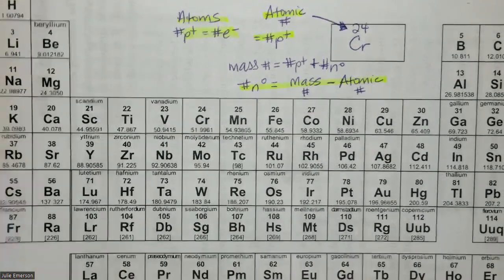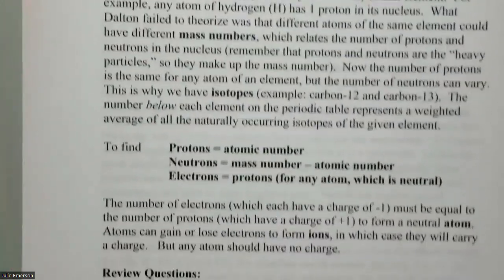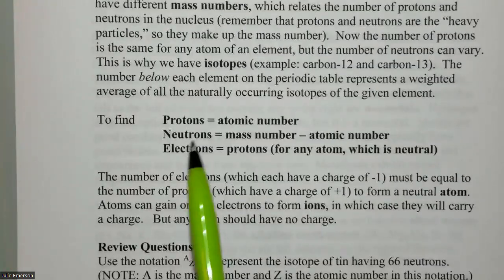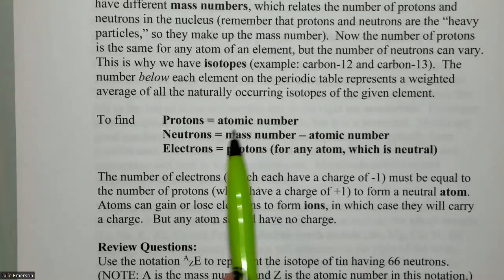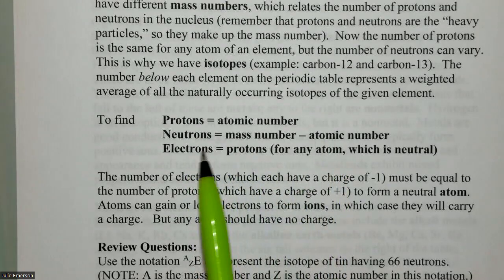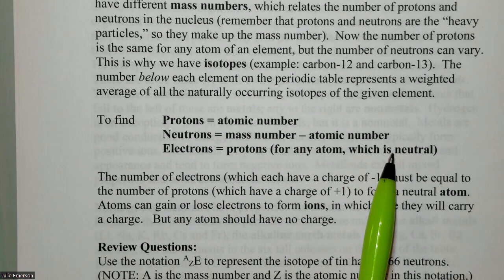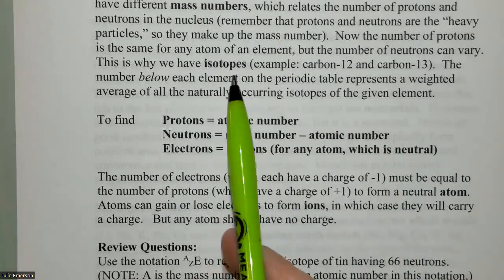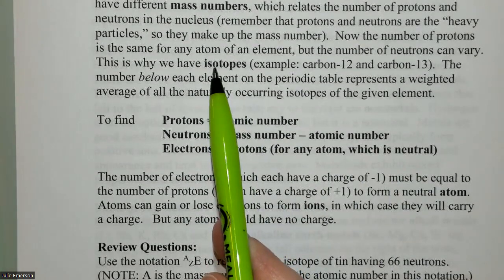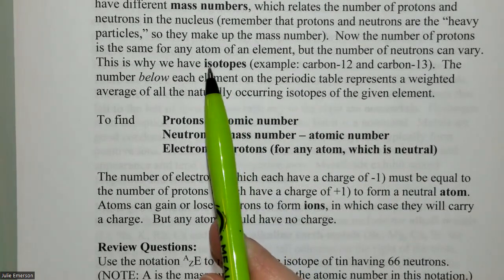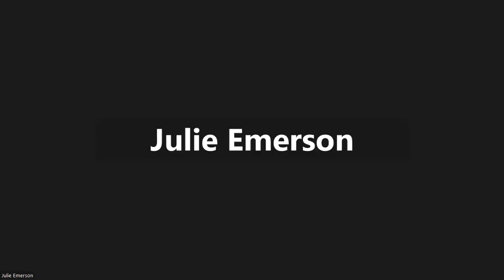Now, if I go back to the notes really quick, all of that's right here for you, right? Your protons is equal to your atomic number. Neutrons, take the difference, mass number minus atomic number. And your electrons are equal to your protons if it's an atom, because atoms are neutral. All right. Then I also talk about the isotopes, iso meaning the same. So what's happening in the isotope is you have the same number of protons, right?